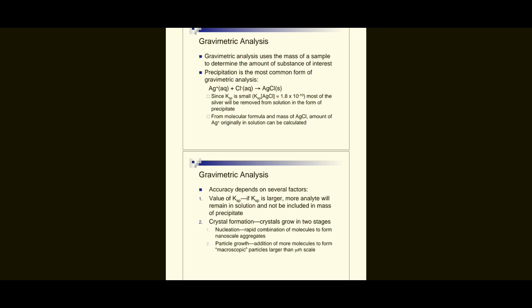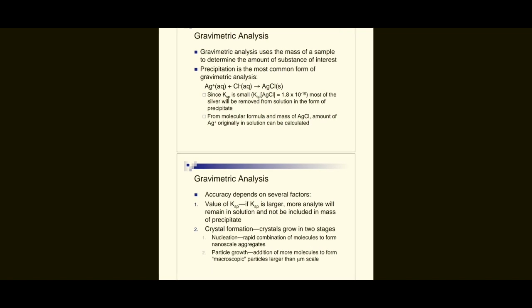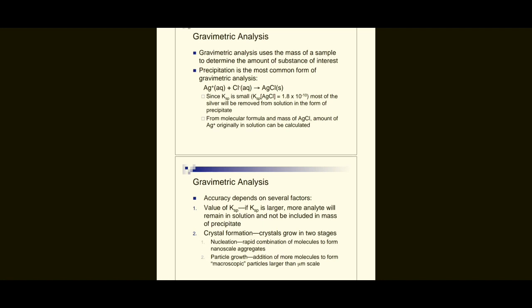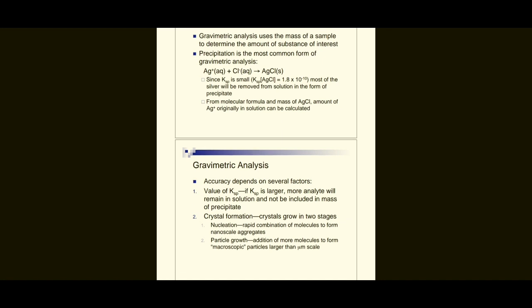Since Ksp is small, Ksp of AgCl is equal to 1.8 × 10^-10. Most of the silver will be removed from solution in the form of precipitate. So from the formation, the formula and mass of AgCl, the amount of Ag originally in solution can be calculated. Gravimetric analysis depends on several factors.